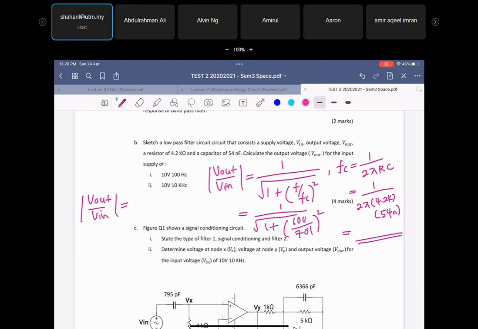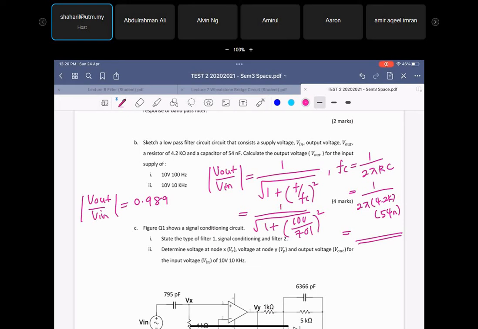Okay, what is this value? 0.989. Okay, something like that.